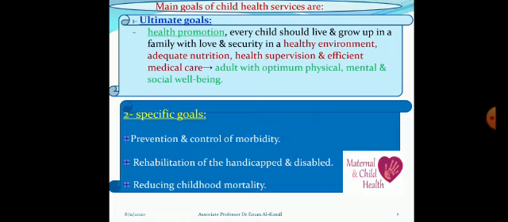While the specific goals, what are the specific goals of maternal and child health? First, the prevention and control of morbidity. It is important to prevent a large number of diseases, and early detection and treatment of health problems early in life is very important. For example, diarrhea. It is important to prevent gastroenteritis. Most children living in developing countries have a higher risk of having gastroenteritis or respiratory infection.